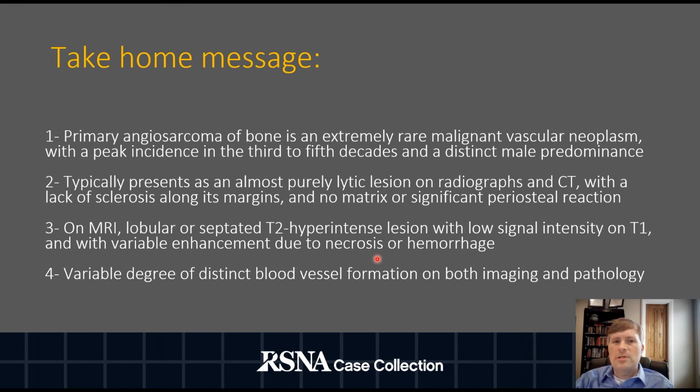On MRI, the appearance is a lobular or septated T2 hyperintense lesion with low signal intensity on T1 and with a variable amount of enhancement due to necrosis and hemorrhage. And despite being a vascular neoplasm, there is a variable degree of distinct blood vessel formation on both imaging and pathology.